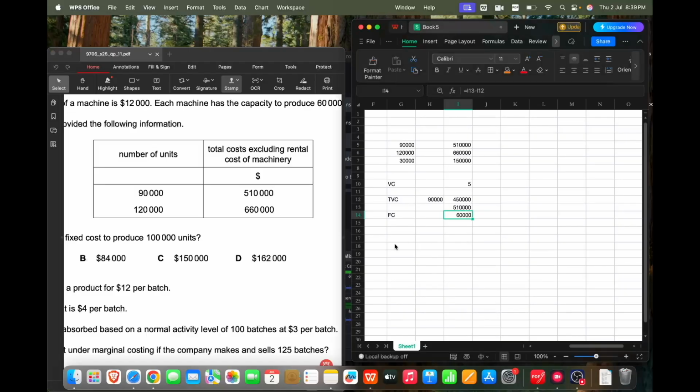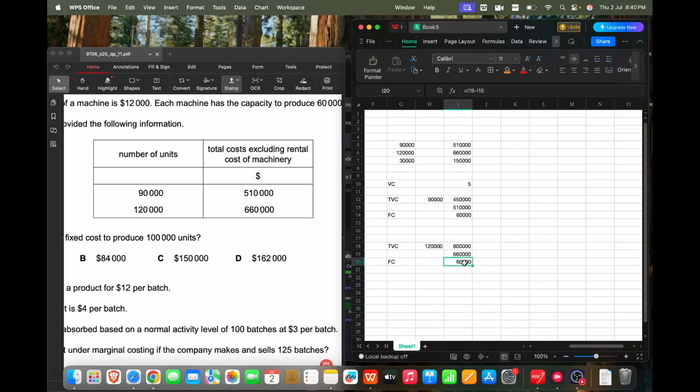Let me just show you here. Total variable cost for 120,000 units: $5 per unit, and we are making 120,000 units. So the total variable cost we paid is 600,000, and the total cost we paid is 660,000. So total cost minus total variable cost will give you fixed cost. So my fixed cost out here is 60,000 again.